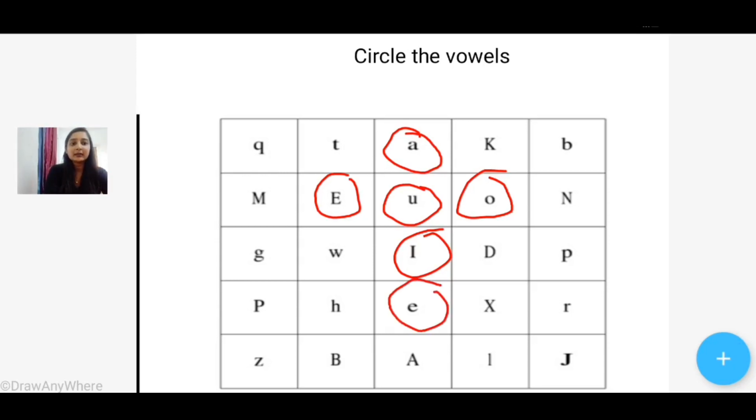X. R. No, both of them are consonants. Z. Consonant. B. Consonant. A. Yes, A is a vowel. So we will circle A. L. It's a consonant. J. Again a consonant. So these are vowels.